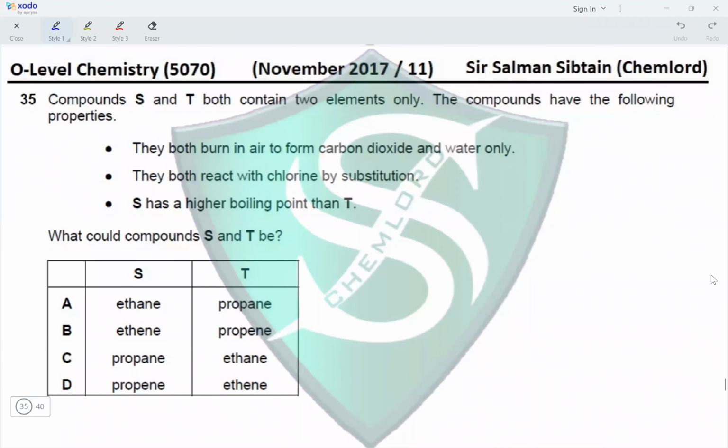Question 35. Compounds S and T both contain two elements only. The compounds have the following properties. They both burn in air to form carbon dioxide and water. That means they are hydrocarbons. They will contain carbon and hydrogen only. They both react with chlorine by substitution. So substitution takes place in alkanes. And S has a higher boiling point than T. Therefore, S has a greater number of carbon atoms than T.